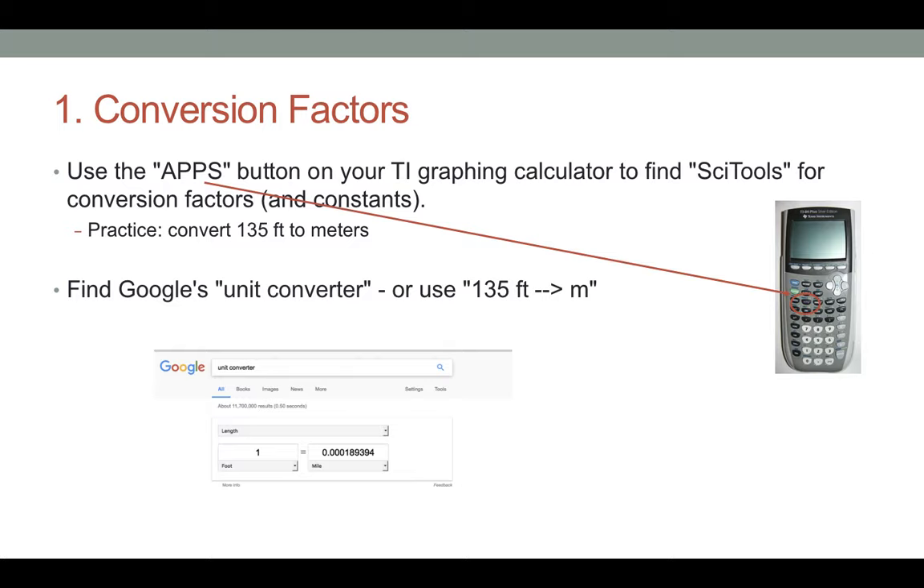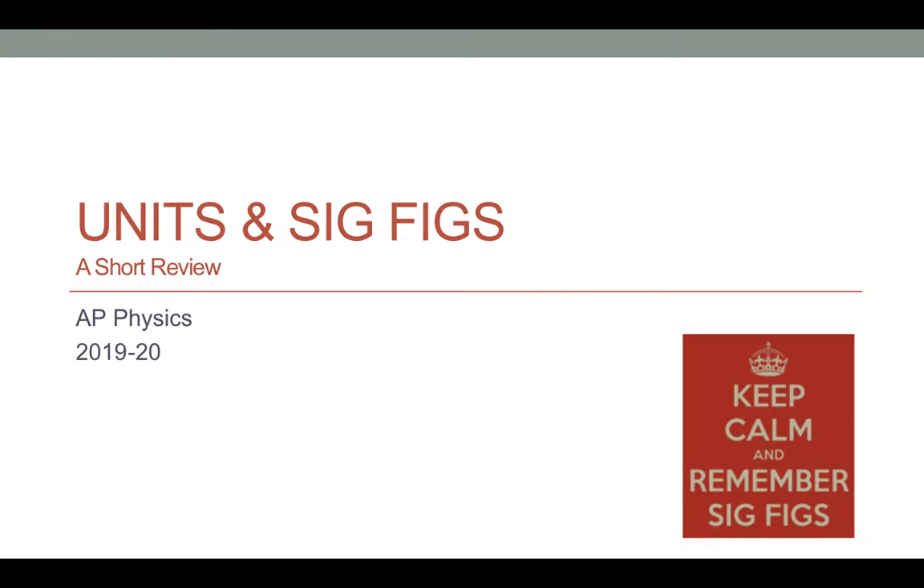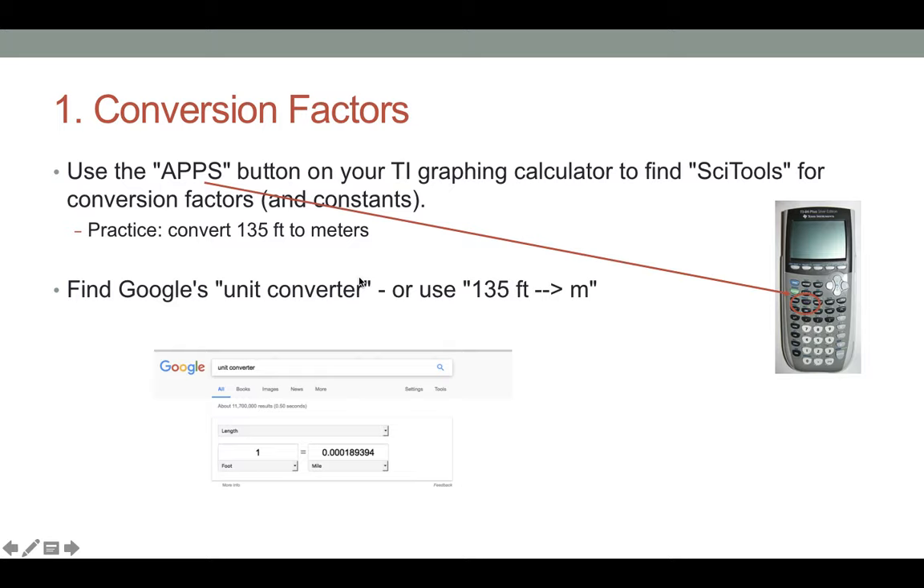However, one thing I want to make sure everyone is aware of is if you have a TI graphing calculator, check the apps button on it, and you should find, if it's a newer one, an application called SciTools. That does in fact allow you to convert units. Many of them are the kinds of conversions we'll be using. It also does have some very useful constants on it. It does a bunch of other things, but what I want you to do is find that on your calculator and see if you can convert 135 feet to meters.